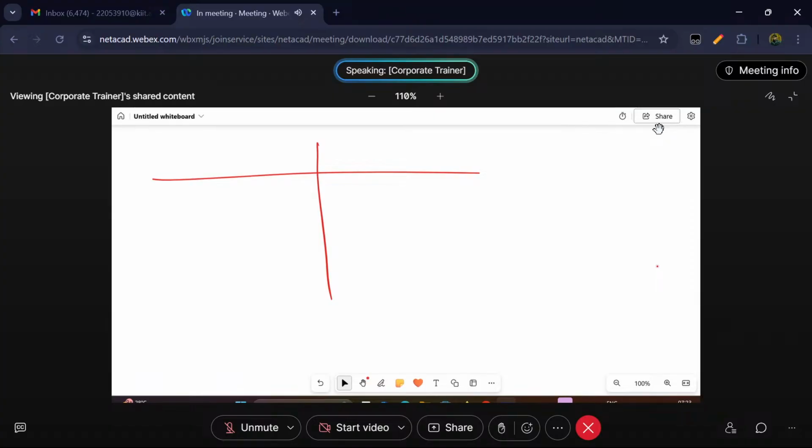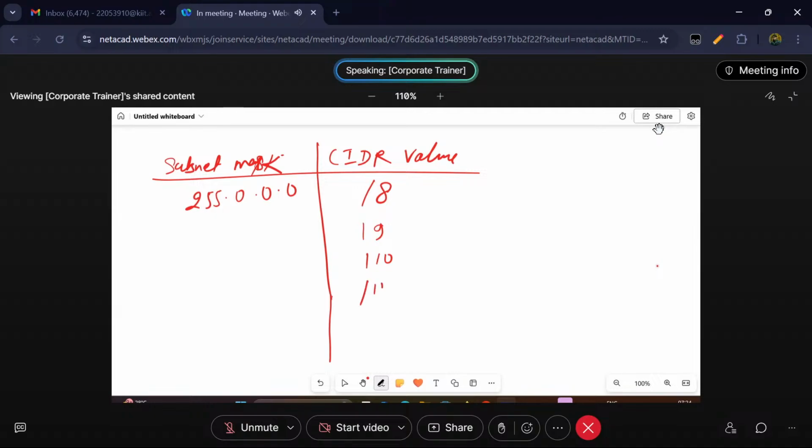Okay, suppose I have a subnet mask, let it be this. This is my subnet mask, right? And this is my CIDR value. If we have the value 255.0.0.0, in CIDR what value represents this? /8, yes or no? If you have /9, then what is the value? Just calculate it. /10, what is the value? /11, what is the value? /12, just calculate it. All of you, tell me the subnet mask for all these CIDR values.